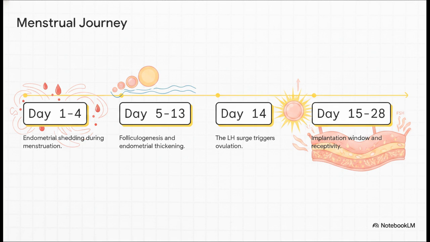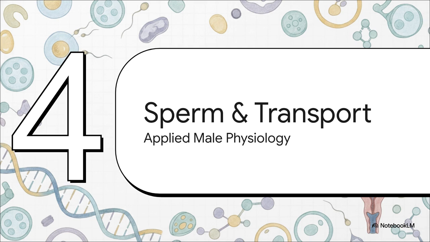Then, from days 15 to 28, completely driven by progesterone, we enter the luteal phase. This is where the magic really happens, the establishment of the implantation window and peak endometrial receptivity. When you understand this timeline precisely, you know exactly when to intervene, when to test, and exactly when a patient is most fertile. And that brings us to part 5, spermatogenesis and transport, diving into applied male physiology.